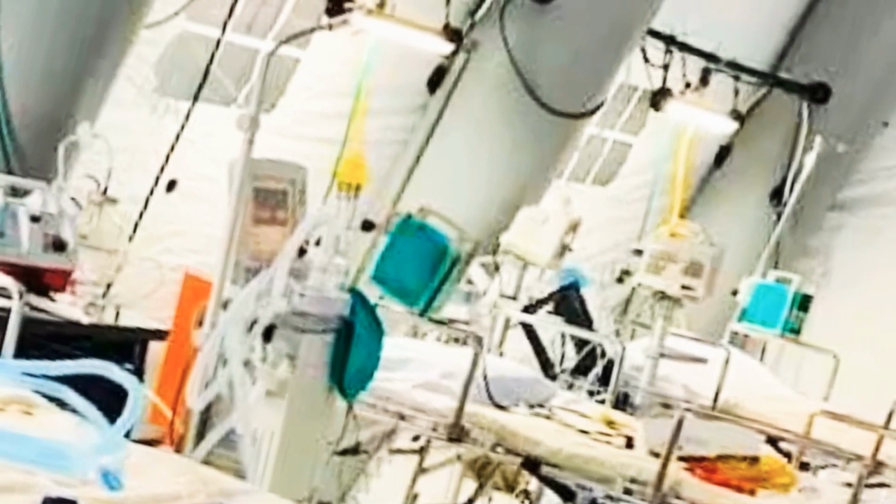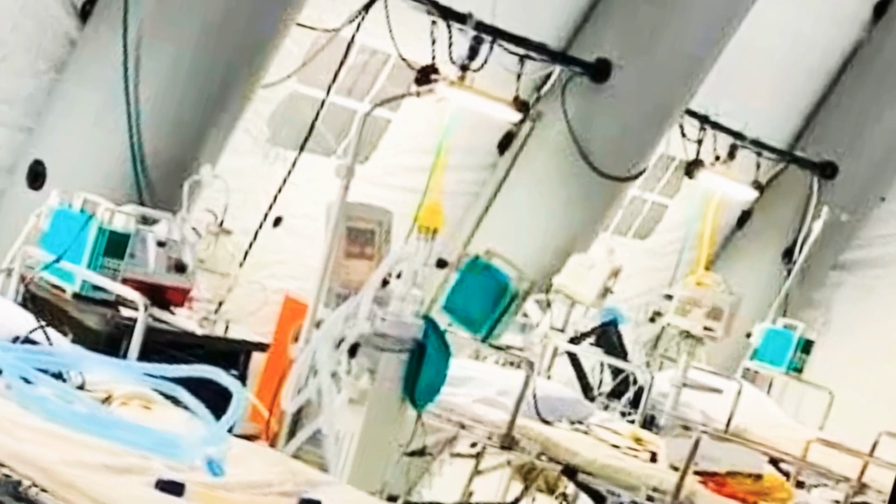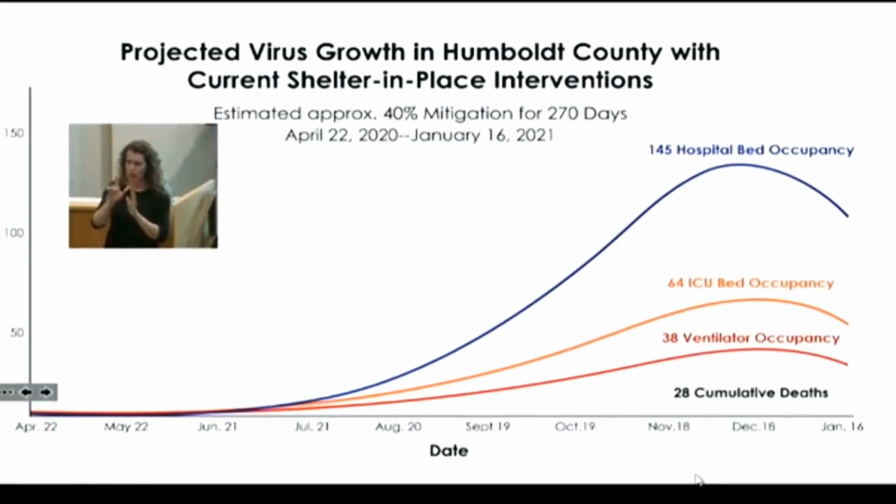The other very quick question I have about this slide is the number of ICU beds. You say there that this would be below capacity, but the number I think that's been out there is that there are 27 ICU beds available in Humboldt County, and that seems to be much more than that.